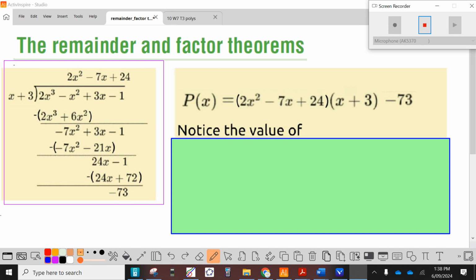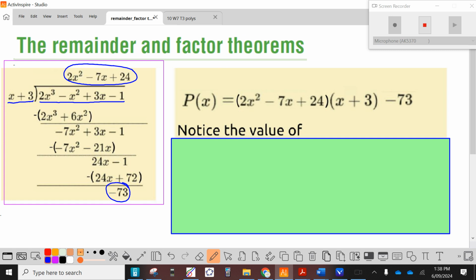In this video we'll look at the remainder and factor theorems. So we've already done work with long division of polynomials. So here we have a dividend being divided by a divisor of x plus 3. We end up with a quotient here and the remainder down here.